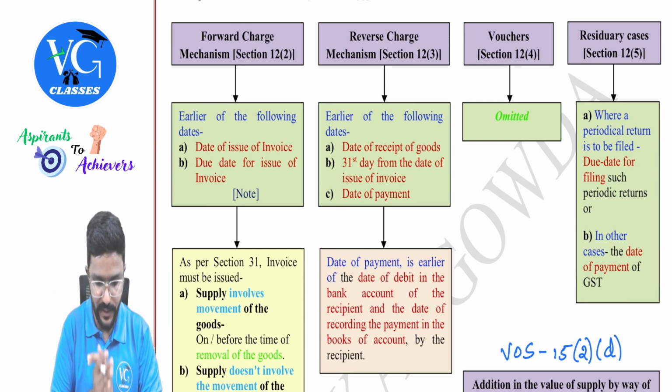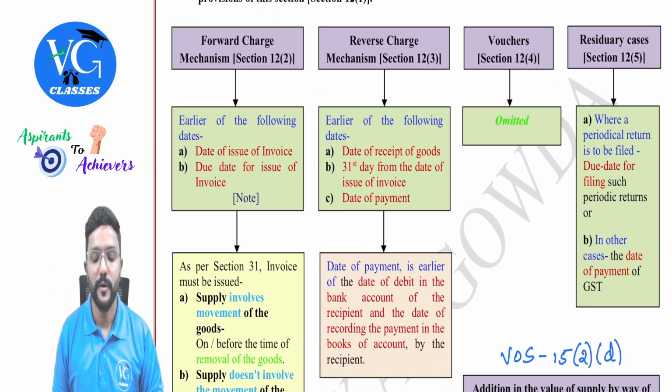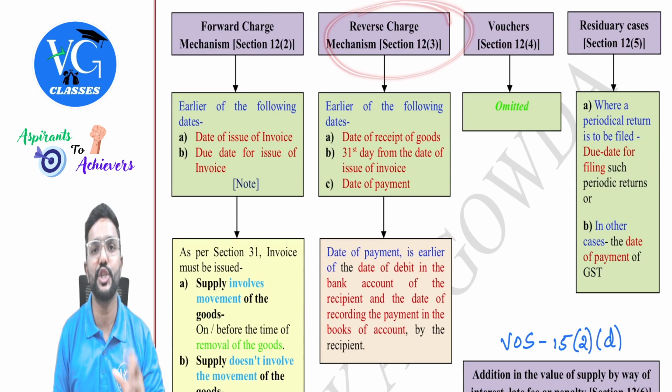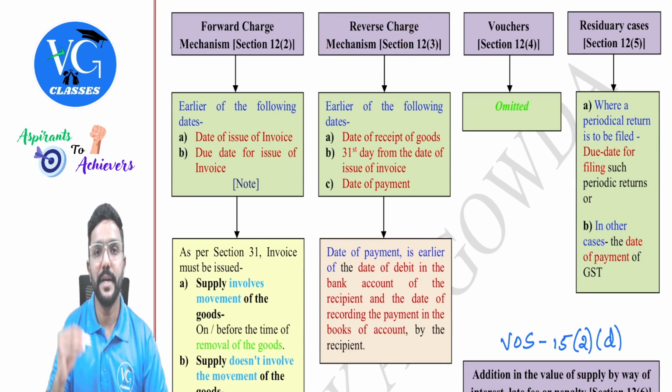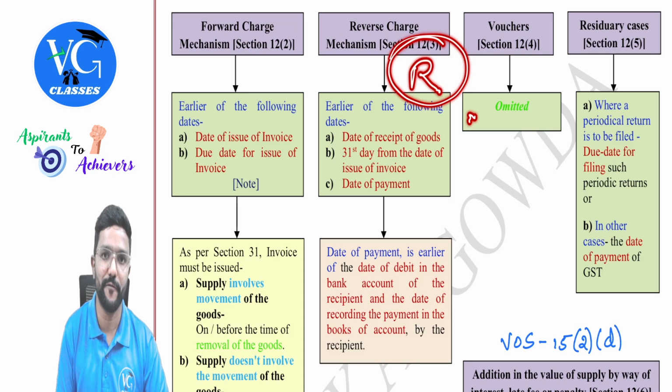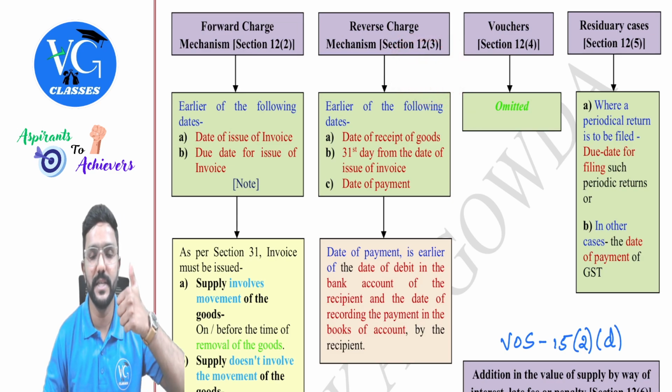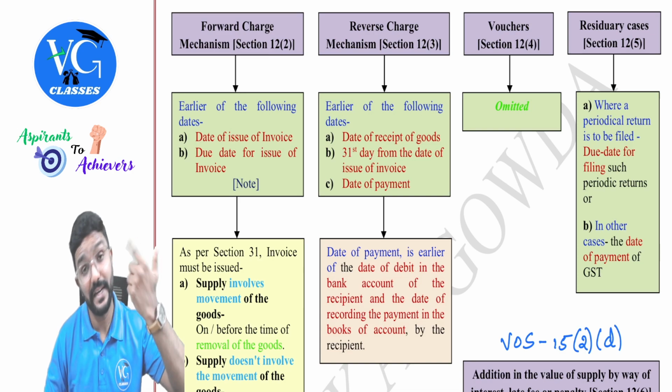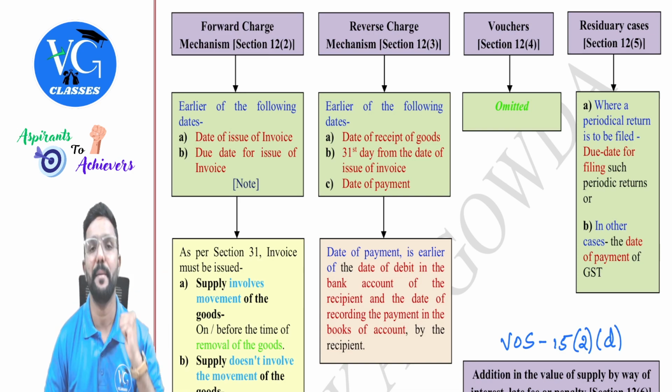Got it? Yes, sir. Next, coming to the goods which are taxable under reverse charge mechanism, we need to apply section 12 subsection 3. Guys, under reverse charge mechanism, who is liable to pay GST? Recipient. Now we need to think from the recipient's point of view. Recipient will receive the goods. He will receive the invoice and he will make payment.